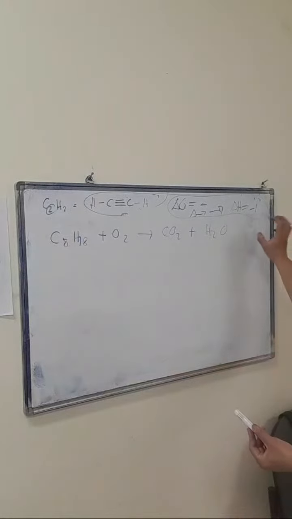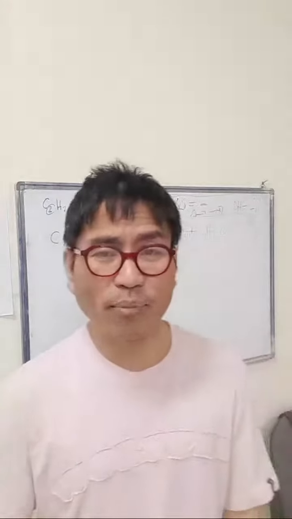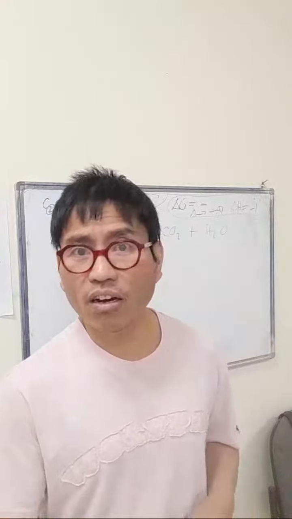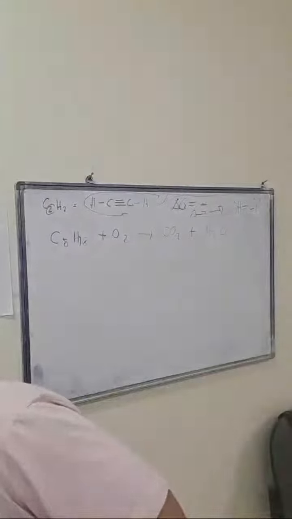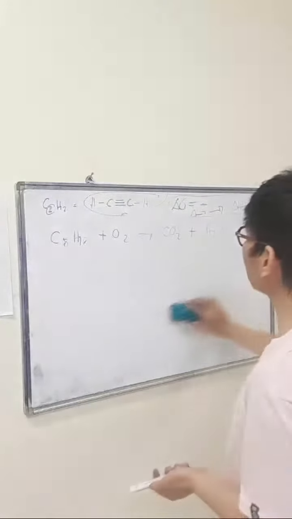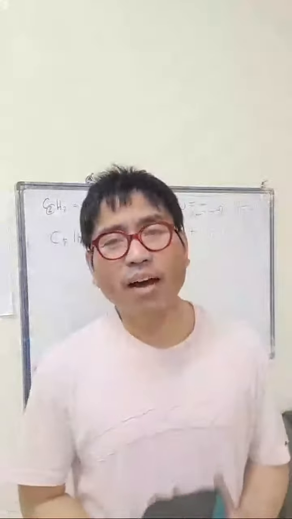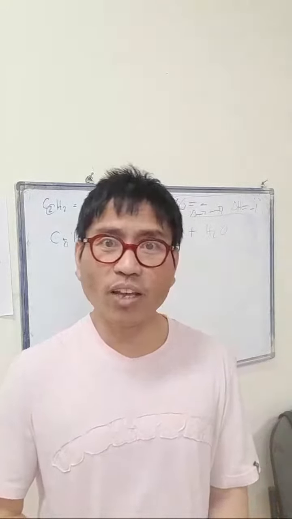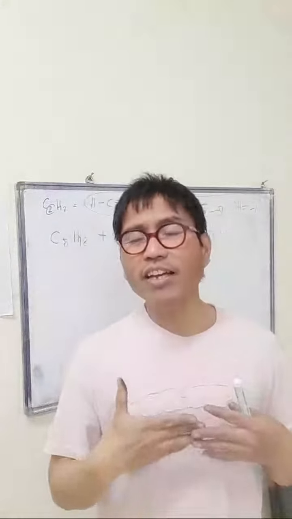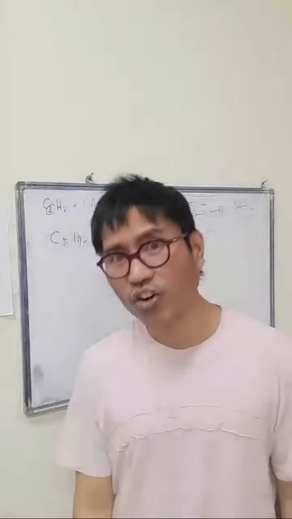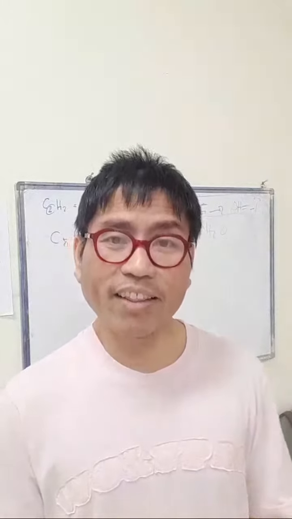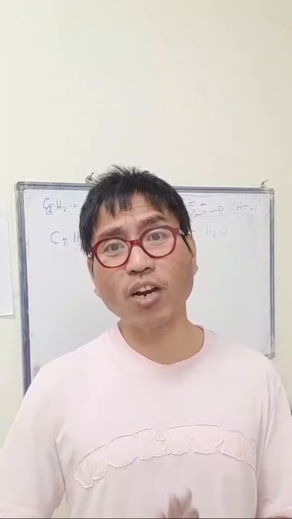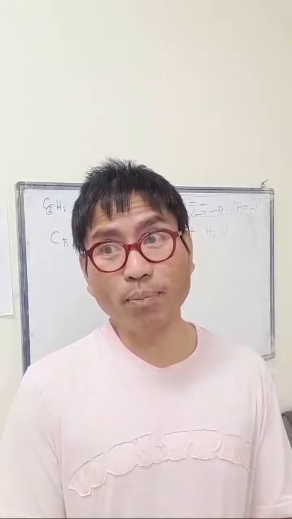So this is like that: a negative delta G means a spontaneous reaction. Remember, guys: spontaneous, negative delta G. Spontaneous means the Gibbs free energy, or delta G, is negative. And then, since G is directly proportional to enthalpy, the enthalpy is also negative.